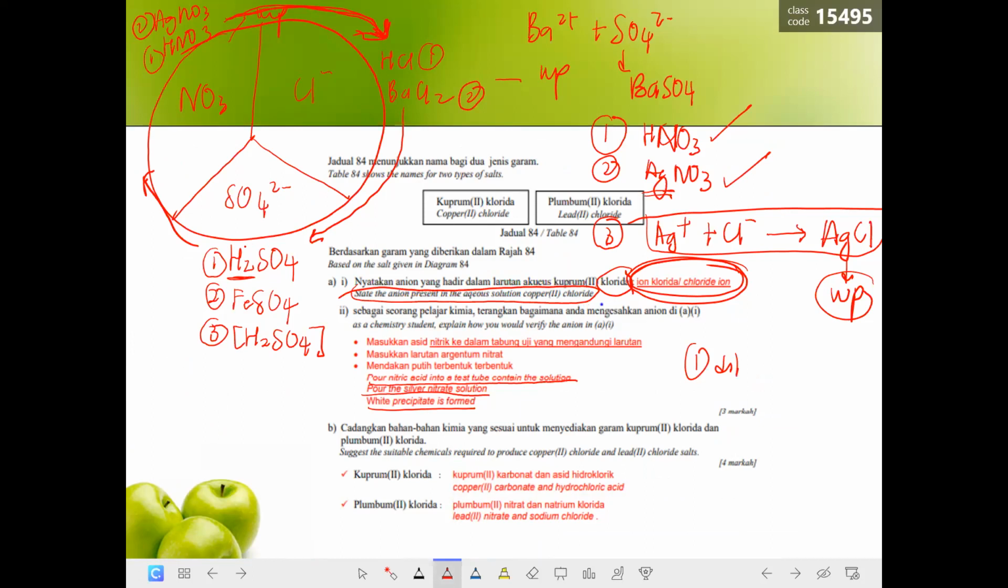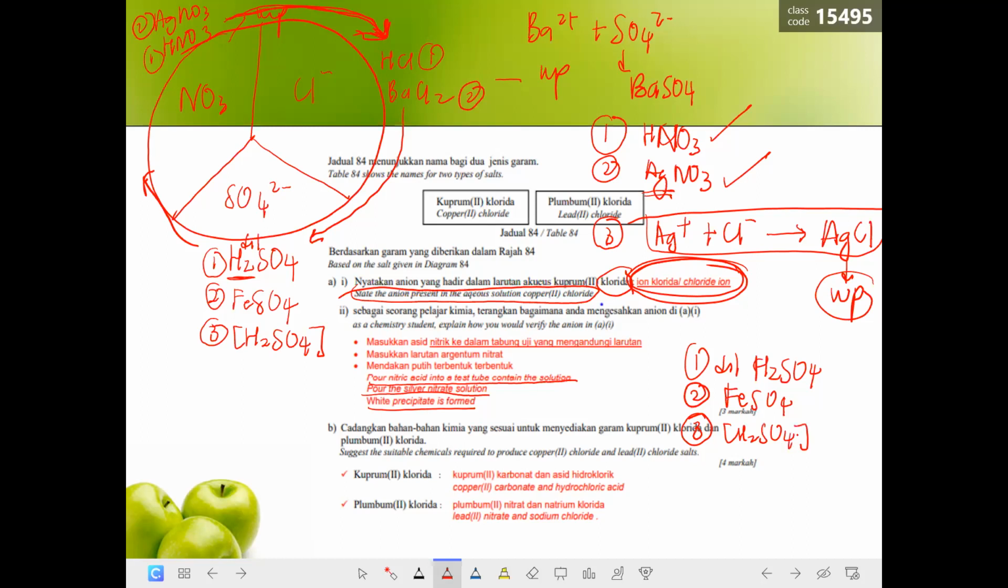Teacher forgot to put dilute here. We put dilute sulfuric acid. Number 2, FeSO4. Very good. Where's the rest of you? Sleeping already. What's the last one? Concentrated H2SO4. Very good. I'm using concentrated sulfuric acid.